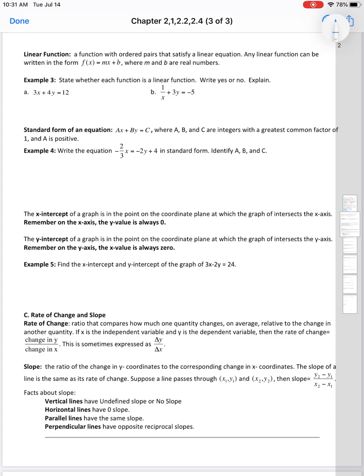All right, shifting gears here. Now we're going to start talking about linear functions. Okay, so in the word linear, you see the word line. So that's going to help.